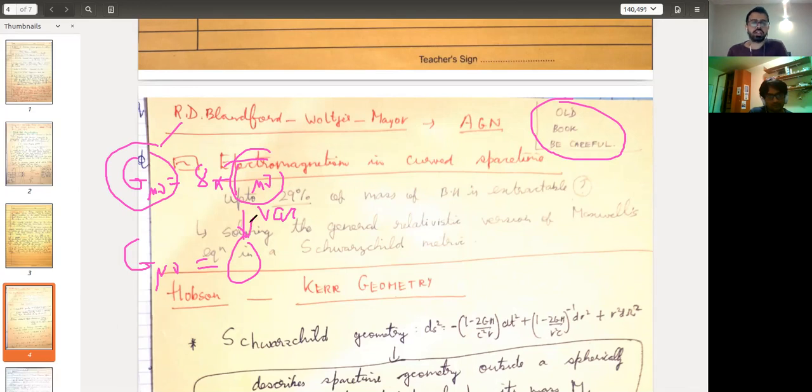Now, if you want to study some form of matter, this is obviously the stress energy momentum tensor, and you ask what the form of this stress energy momentum tensor is.